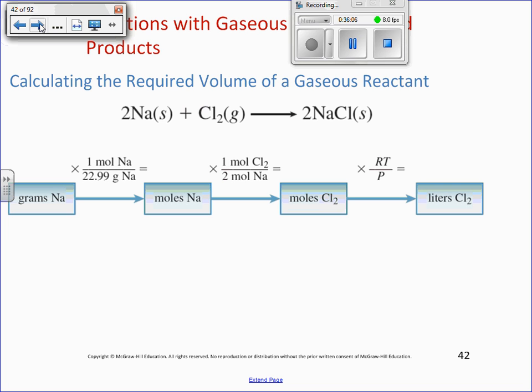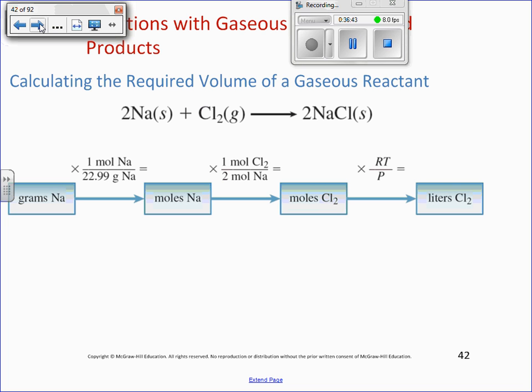So I start with grams of sodium to moles of sodium, 23.3 grams of sodium, right? That converts it to moles of sodium. Now I go moles of A to moles of B. I use the coefficients, right? Moles of Cl2 over moles of Na, 1 over 2. So now I got the moles of chlorine. I could go to grams of chlorine, but that's kind of inconvenient. But now I have moles of chlorine.